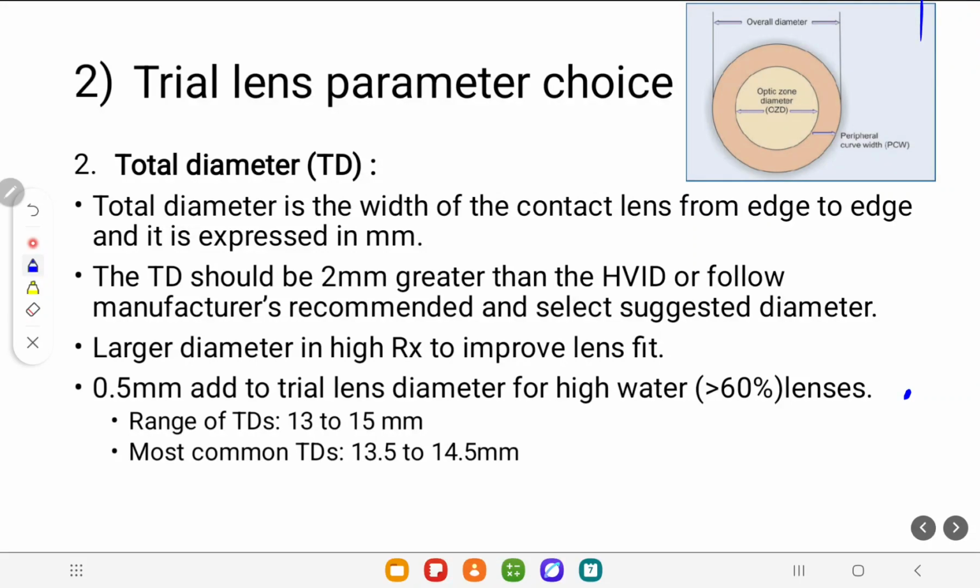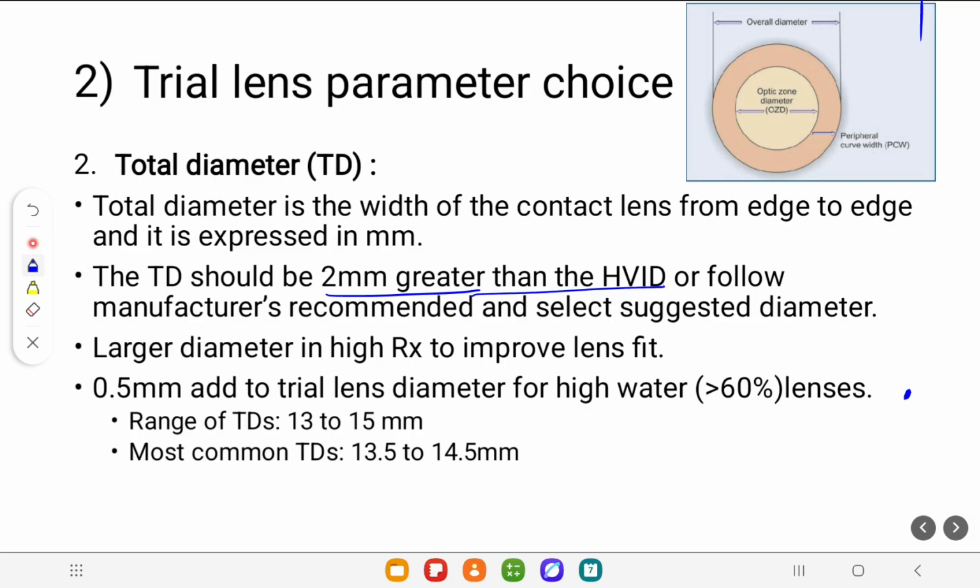Okay, let's discuss the trial lens parameter choice, which is total diameter. For total diameter, as we have already discussed, the total diameter must be around 2 mm larger than SVID. Yes, that's the concept. But what about other things?